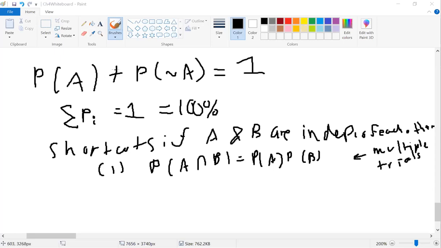Yes, that's a P. Let me make that a bit clearer. Let's just make this as clear and easy as possible. There we go. P of A times P of B.